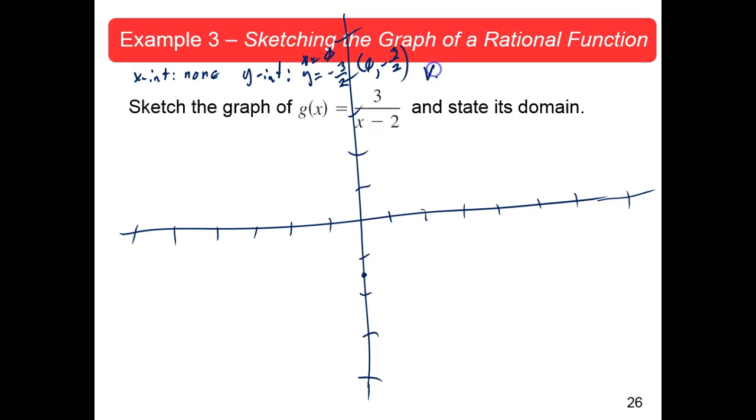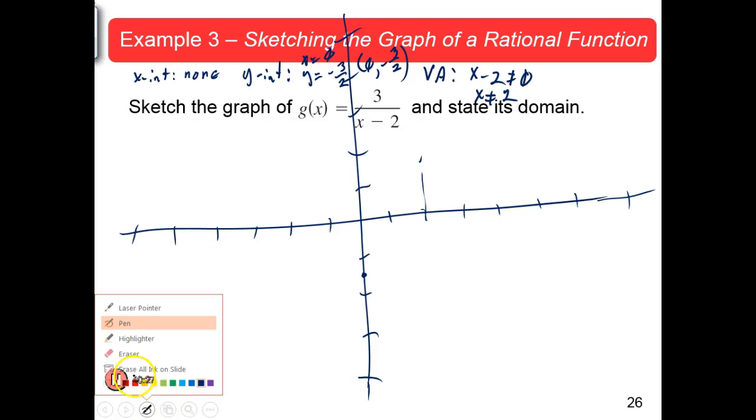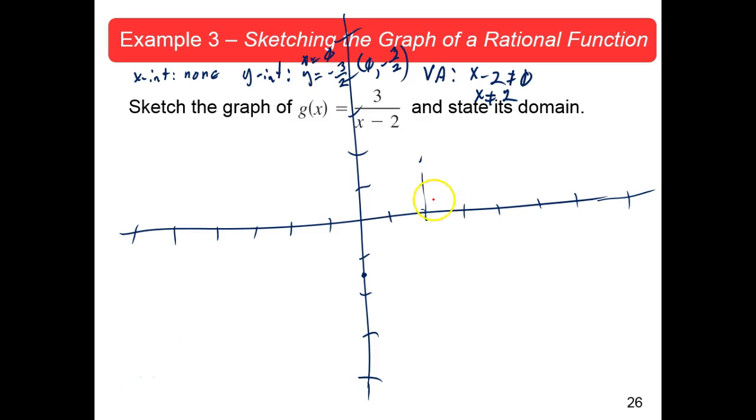Vertical asymptote. This case is going to be pretty easy. Set the denominator equal to 0. X minus 2, I like to say, cannot equal 0, reminding myself it can't go there. What does that give you? X cannot equal 2, right? So here's 2. X can't equal 2. I like to do that in red. Okay. X cannot equal 2. Okay, what you want to do next?